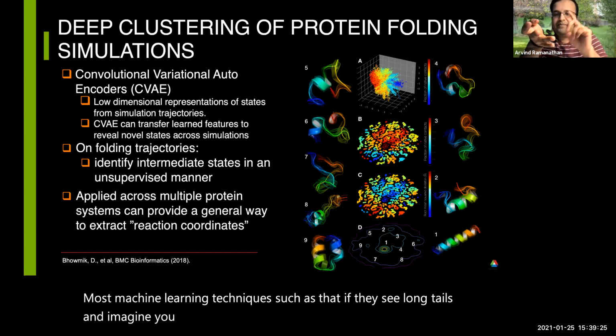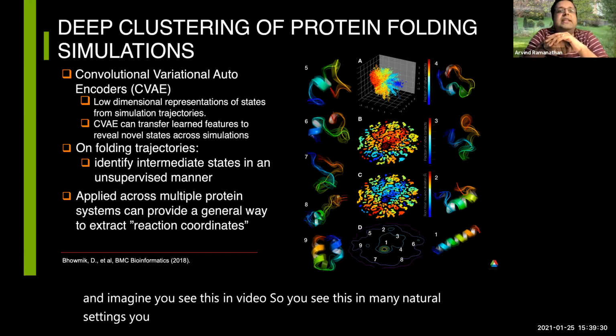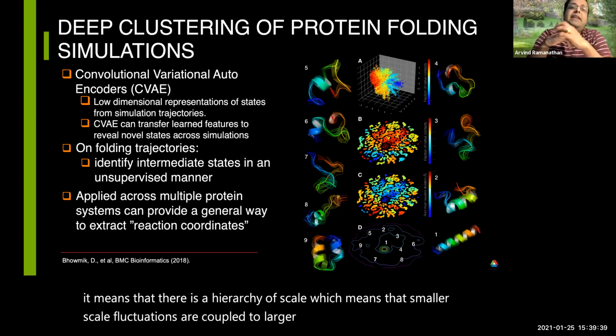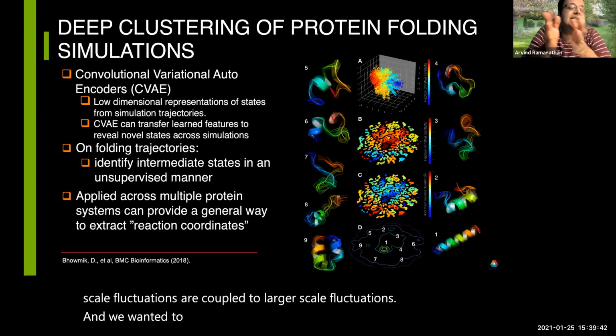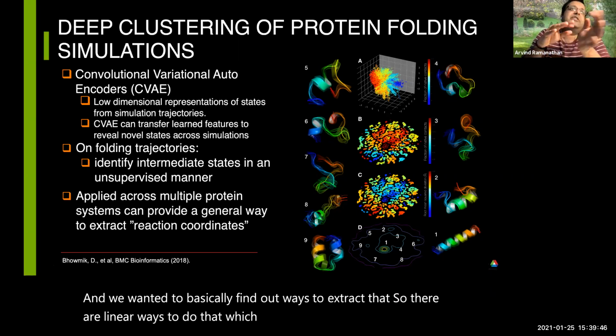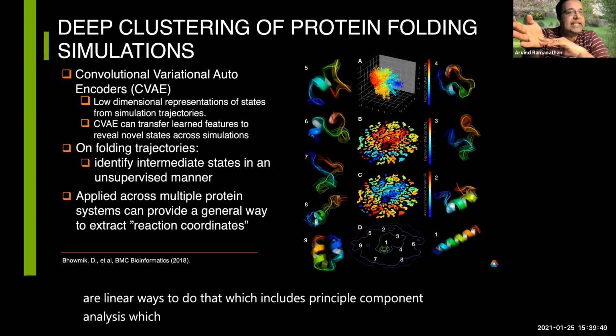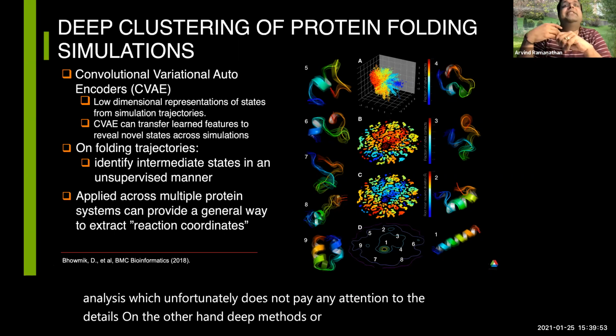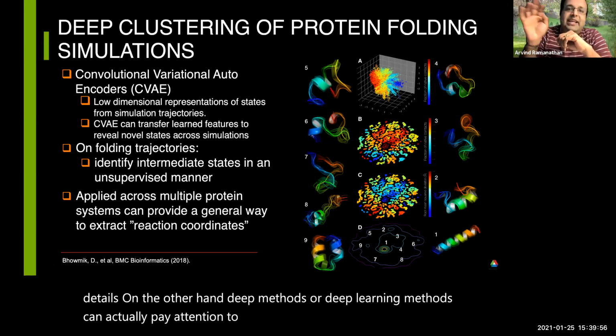in imaging you see this, in videos you see this, in many natural settings you would see long tail distributions. The moment you see them, it means that there is a hierarchy of scale, which means that smaller scale fluctuations are coupled to larger scale fluctuations. And we wanted to basically find out ways to extract that. So there are linear ways to do that, which includes principal component analysis, which unfortunately does not pay any attention to the tails. On the other hand, deep learning methods can actually pay attention to these tails and also take care of intrinsic non-linearities in the system.